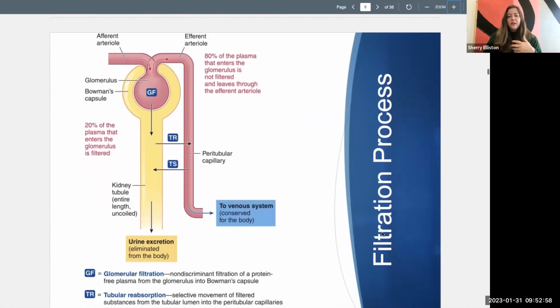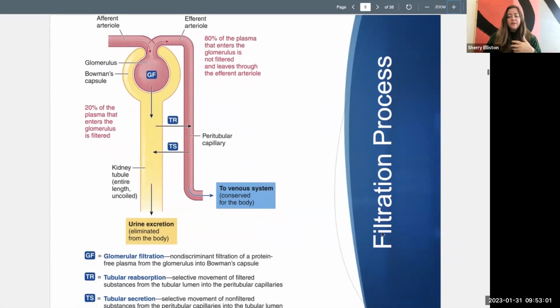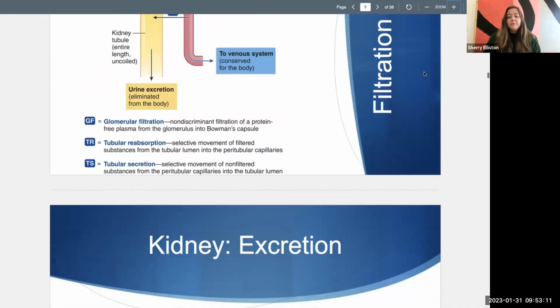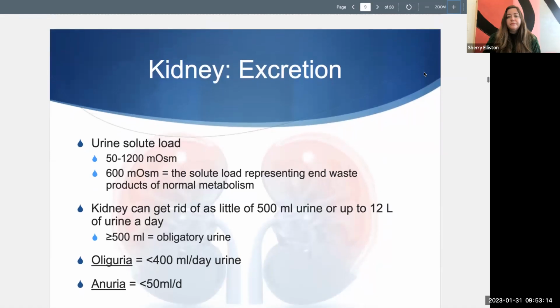So here's a good example of what the filtration process looks like. This is straight from your book, and I will let you review this a bit more on your own.